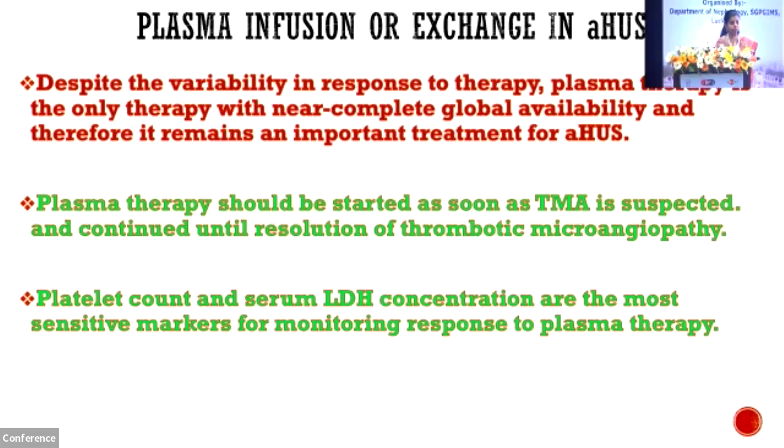So despite the variability of response, if the patient comes to emergency or your clinic with evidence of MAHA, thrombocytopenia, and organ injury, and you have diagnosed TMA, I don't think you will have enough time to go and get the drug eculizumab. The first line therapy for you at that point is to immediately institute plasma exchange after taking a blood sample. Now I'll come to that, what blood sample it is. For plasma exchange, the monitoring parameters are platelet count and serum LDH.